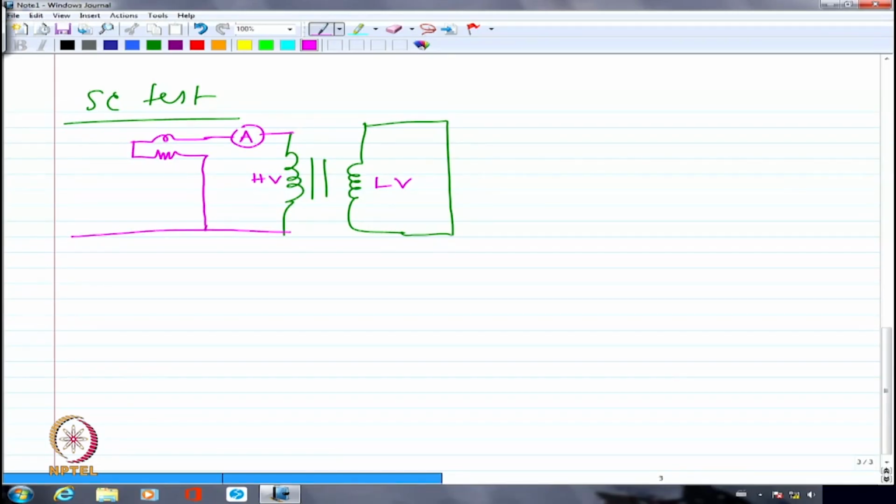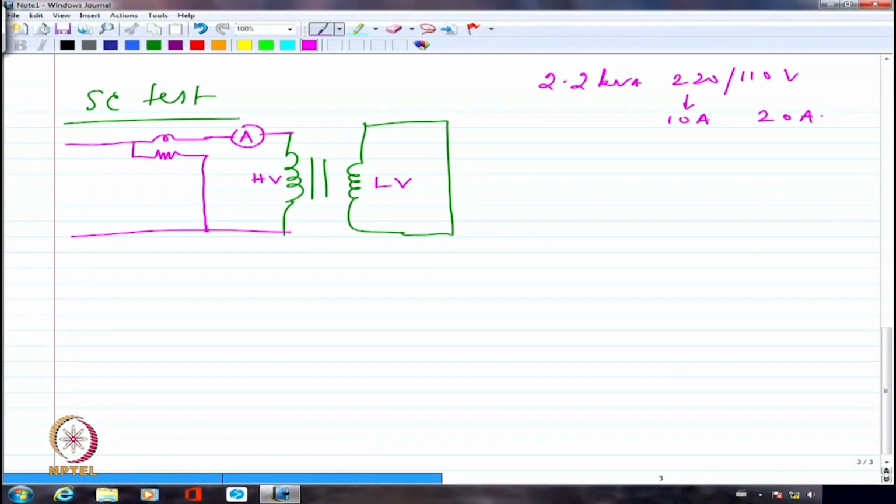See, if I am talking about again 2.2 kVA, 220 volts by 110 volts transformer, corresponding to 220 volts, I have only 10 ampere as the rated current. Whereas for this, I have to look for a 20 ampere source if I want to push rated current through the winding. Right? I am connecting the source on the HV side, so my source has to pump in only 10 ampere, not 20 ampere.